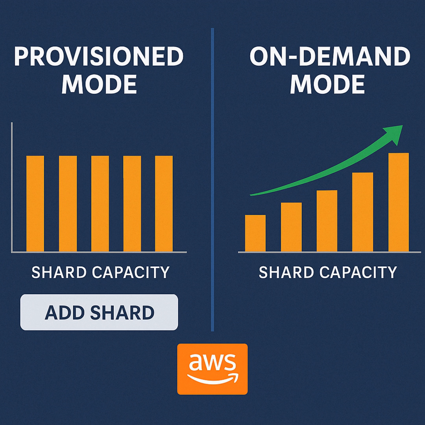AWS scales the total number of shards based on the overall load. But if your data is heavily skewed to one key, that specific shard could still get overwhelmed before the overall system scales enough, or just hit its individual limit. So partition key strategy is still very much relevant. Absolutely. You still need to think about distributing your load, even in on-demand mode.